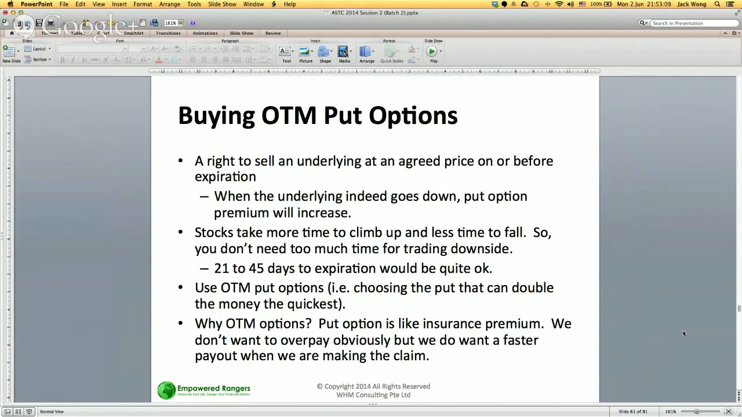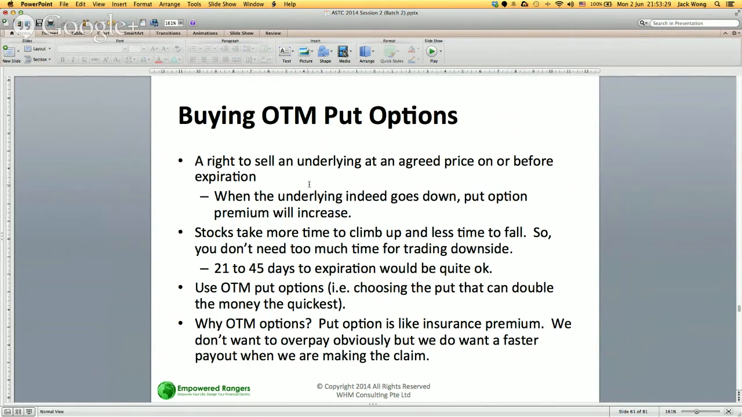So what is a put option? A put option is the right to sell an underlying at an agreed price on or before expiration. Essentially, this is the reverse of a call. That's why: call up, put down. At the same time, this is the right to sell, which a lot of people find very hard to understand, because right to sell, what do you mean by that?